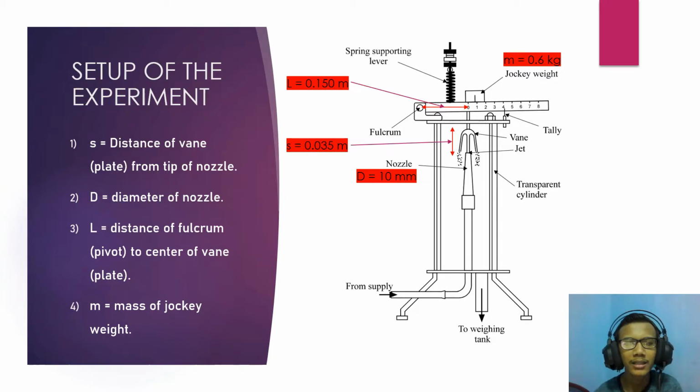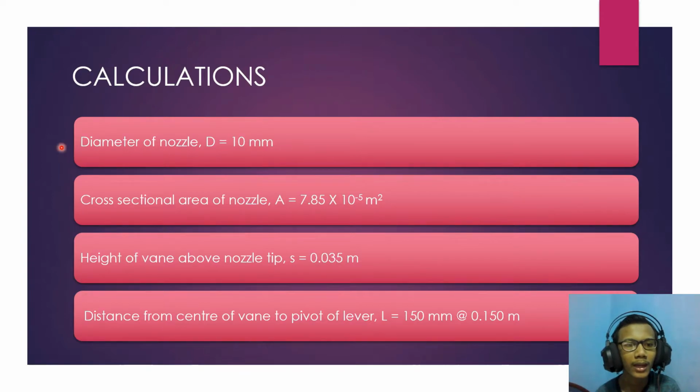Here are some of the data that we know from the experiment: the diameter of the nozzle is 10 mm, the distance between the vane and the tip of the nozzle, S, is 0.035 meter, L is the distance between the fulcrum and the center of the vane, which is 0.15 meter, and last but not least, the mass of the jockey weight is 0.6 kilogram. So we already have the diameter, the height of the vane above the nozzle tip S, and the distance between the center of the vane to the pivot of the lever L.